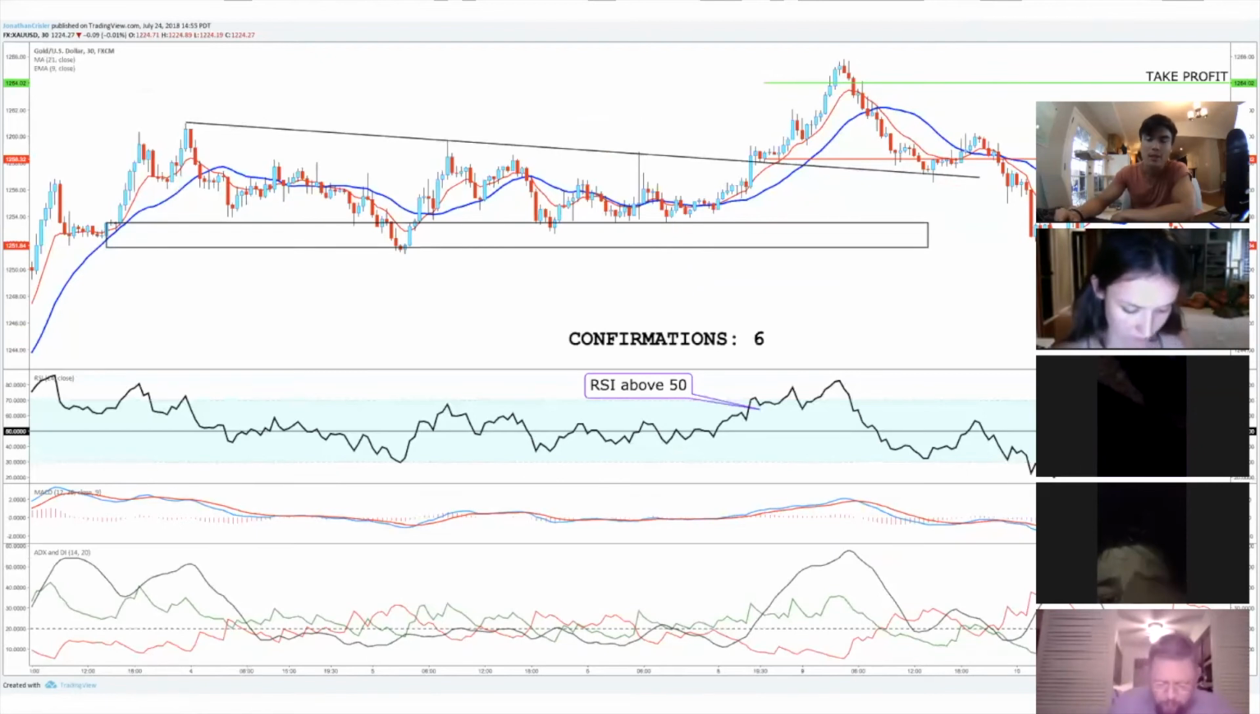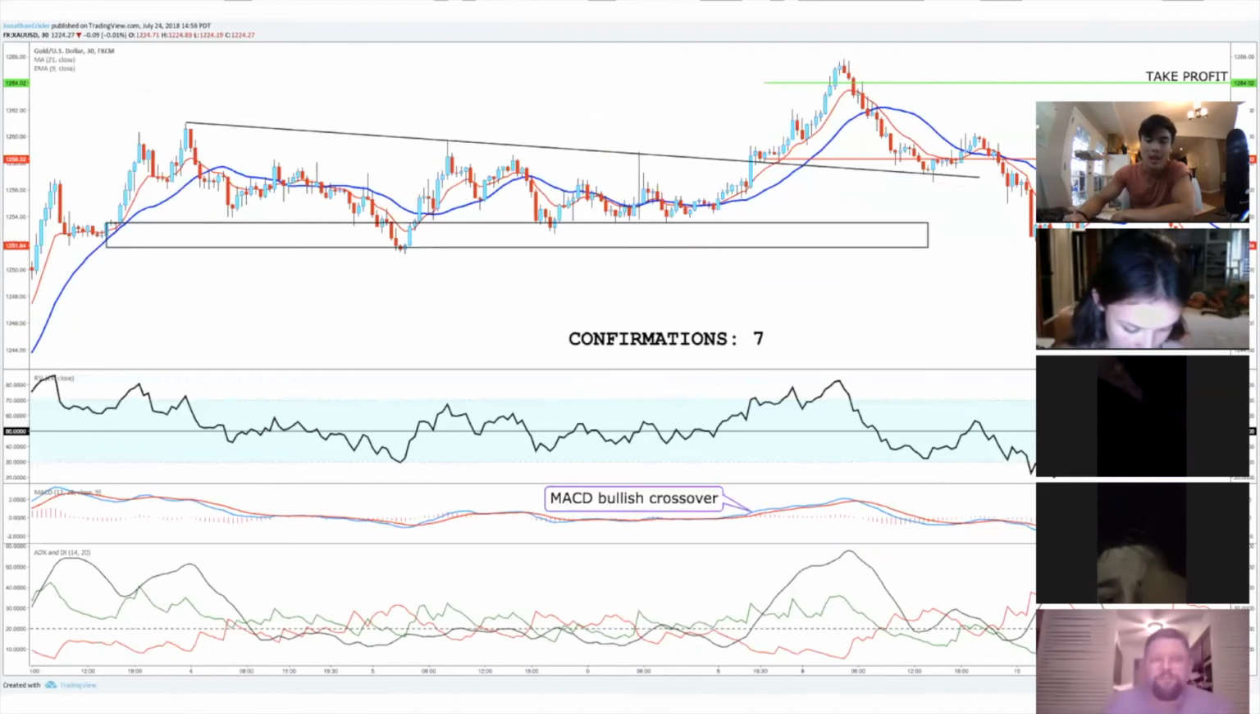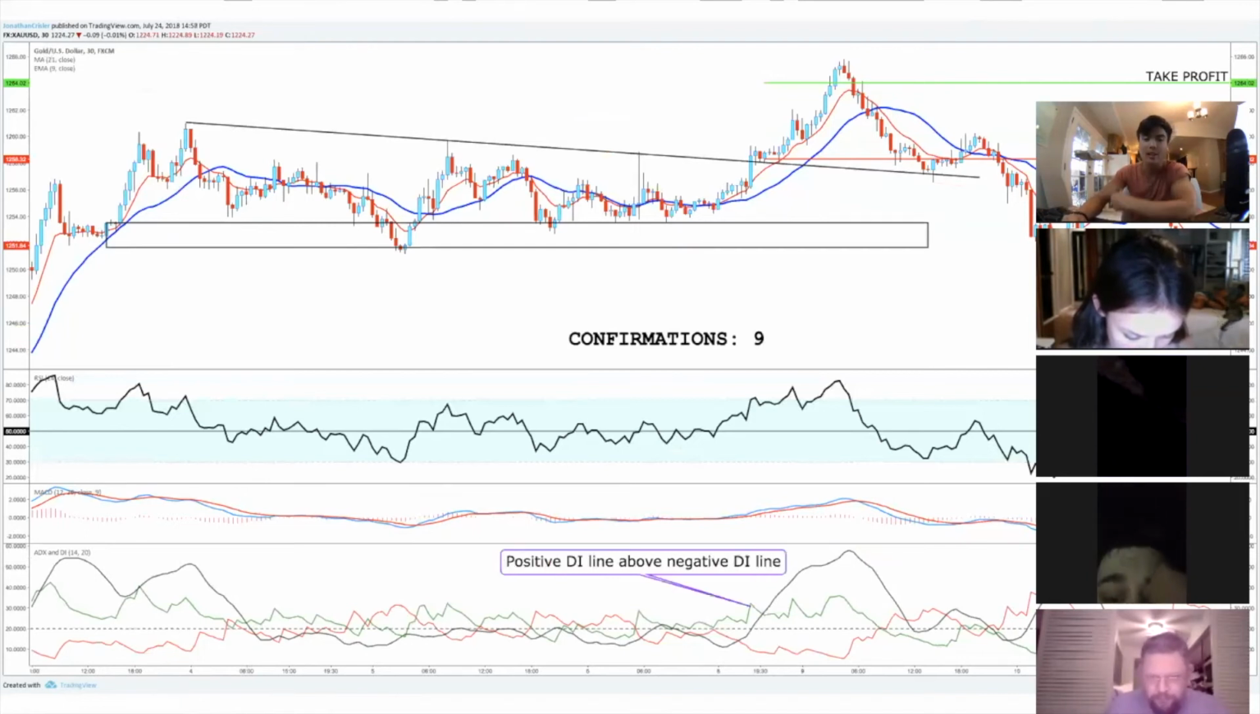RSI is above 50, showing us that the momentum is mostly bullish, showing that bullish momentum is bigger than bearish momentum. The MACD has a bullish crossover, giving us our 7th confirmation. The ADX trend line is above 25, showing that a trend is forming, giving us 8. Then our 9th confirmation is the positive DI line crossed above the negative DI line, showing that bullish momentum is dominant over bearish momentum.